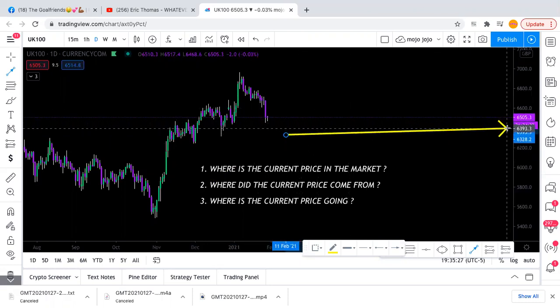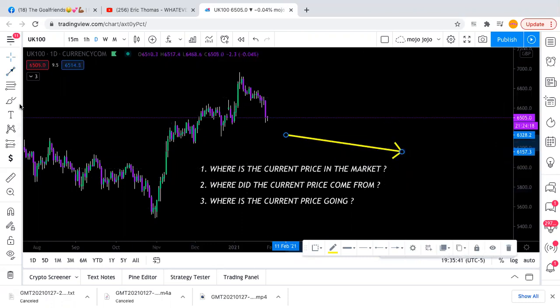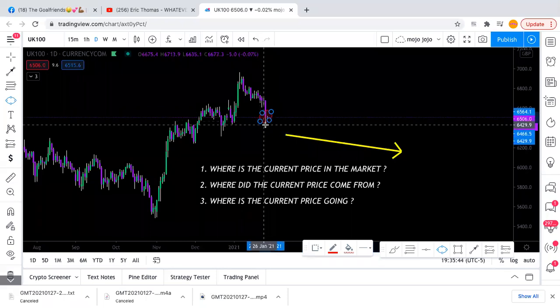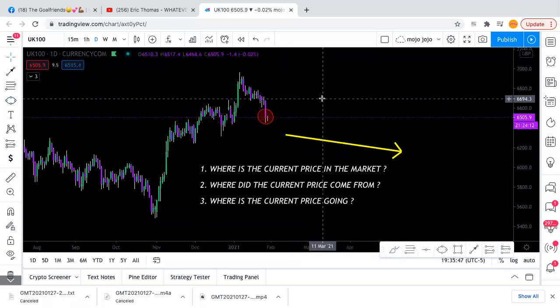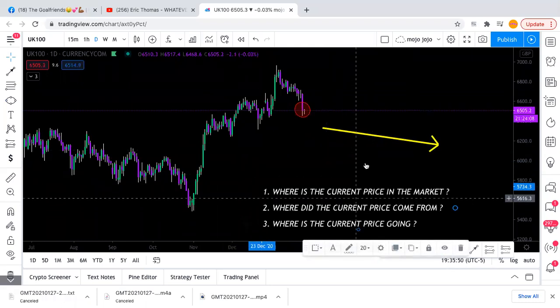So what is the current price? 6505.2, 6504.7, 6505.0. That's your current price. Okay, so we're gonna put a little bubble here. Boom. Okay. Now, where did the current price come from?